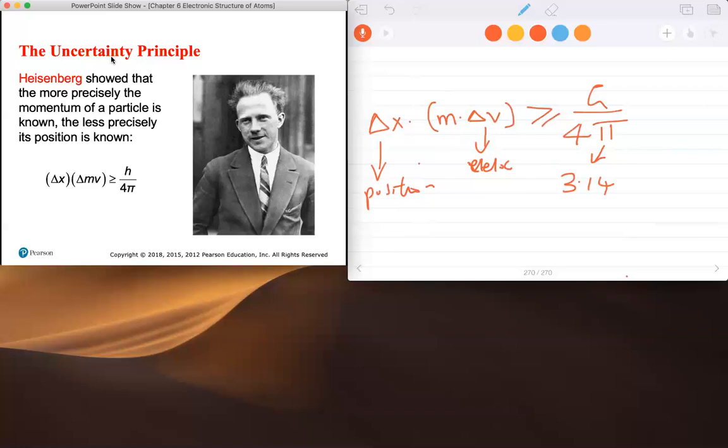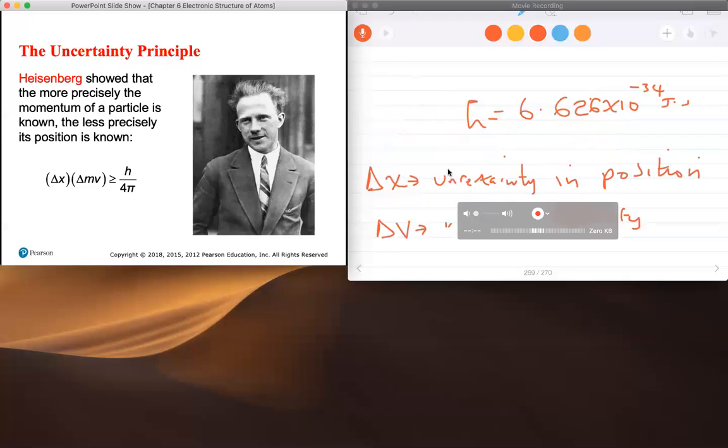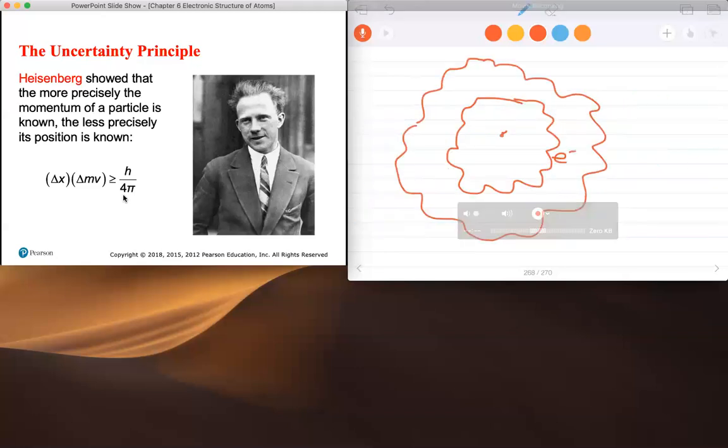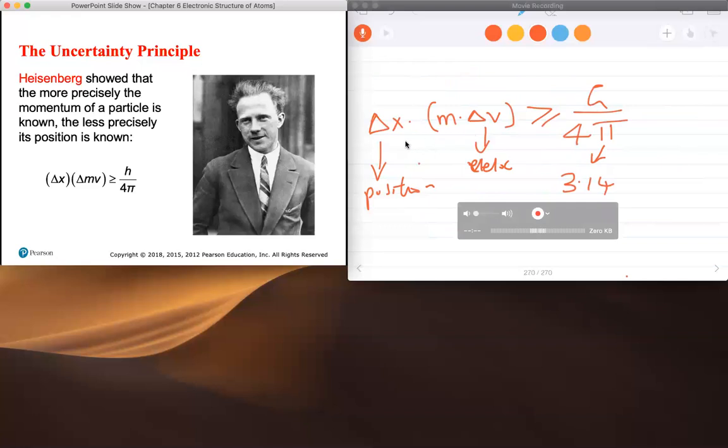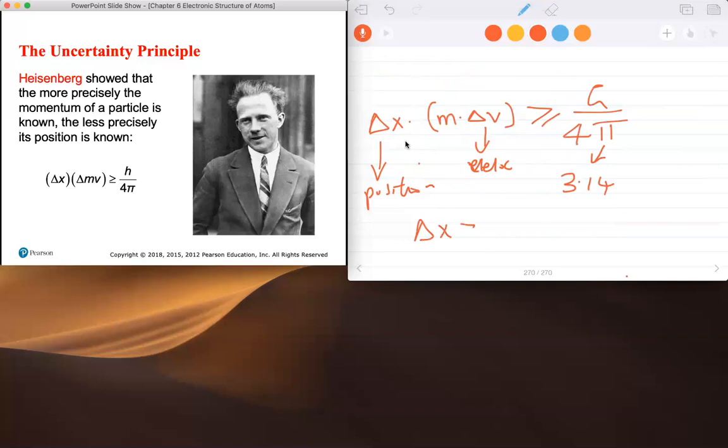So now the uncertainty principle has to do with the position of an electron. If this is the electron going around, there is no way we can know the position and the momentum. This delta V should be in between the two. The equation should look like this on my whiteboard: if we are looking for uncertainty in position, it is greater or equal to the Planck constant over 4 pi times mass times uncertainty in velocity. This is one equation you can be asked.